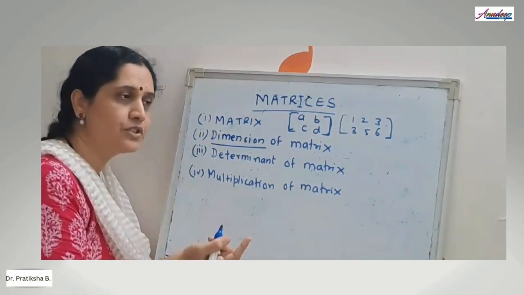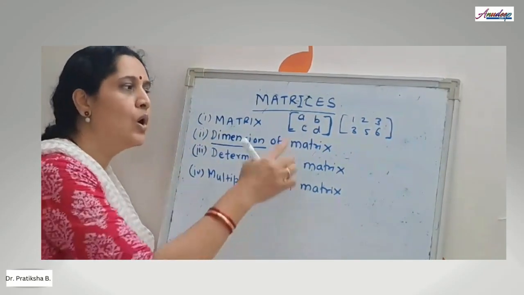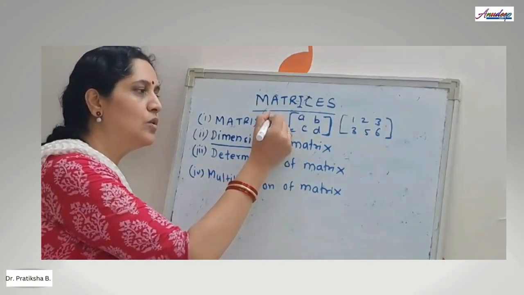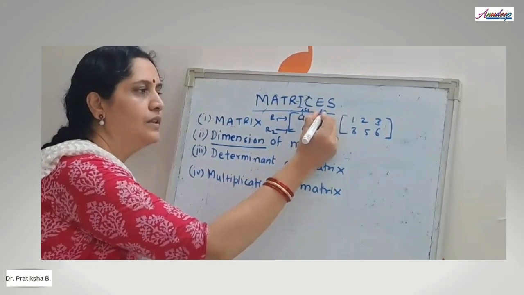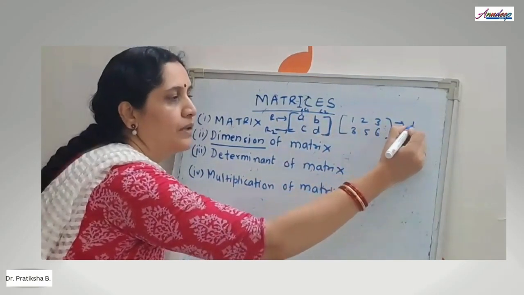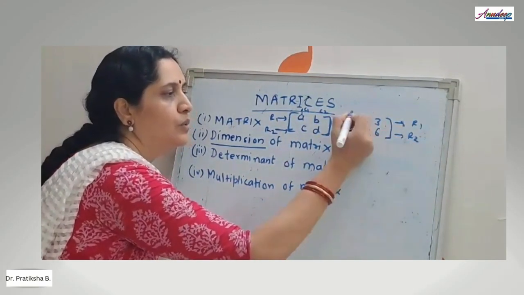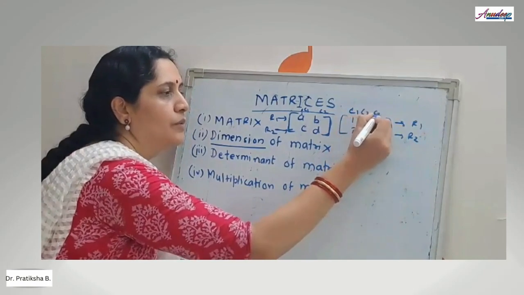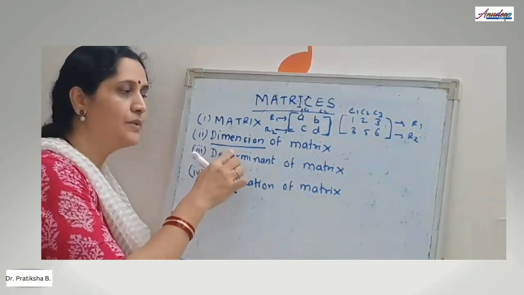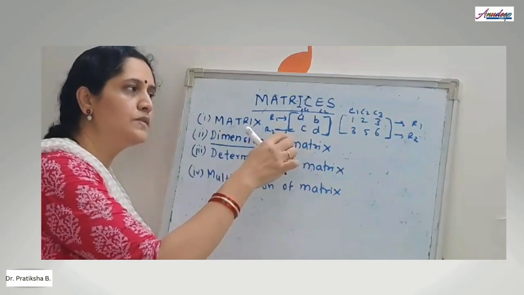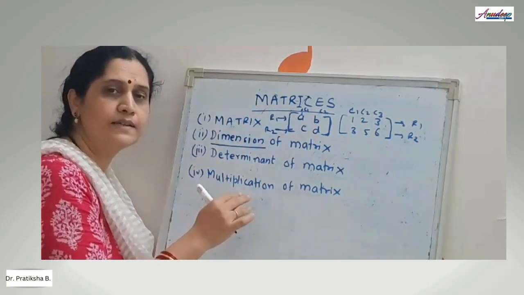So what is the dimension? Dimension tells you how many rows. These are the rows. This is row 1, this is row 2. This is column 1, this is column 2. Again here, row 1, row 2, column 1, column 2, column 3. So what does the dimension tell you? The dimension of a matrix tells you how many rows and columns are present inside the matrix.